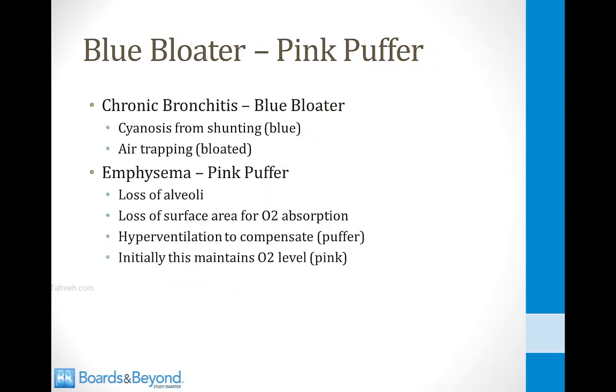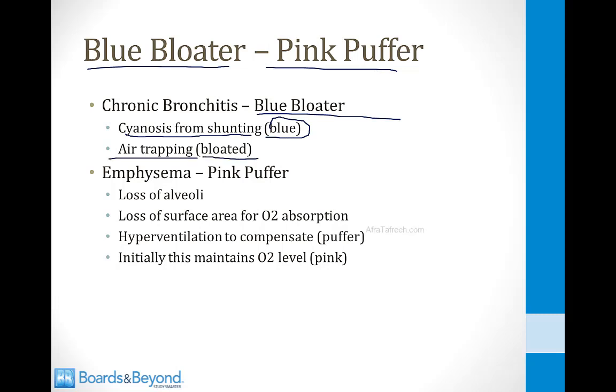There's a classic description of the different appearances of patients with chronic bronchitis versus emphysema that you should know, and this is called the blue bloater and the pink puffer. So patients with chronic bronchitis are called the blue bloaters. They have cyanosis from that shunting mechanism I described, and this makes them blue, and then they have air trapped, and this makes them bloated.